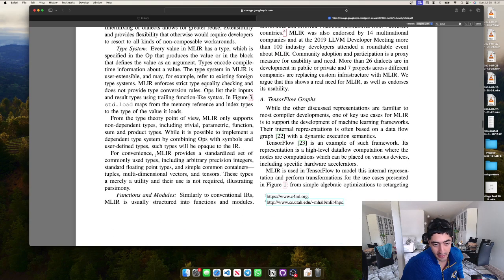And from there, MLIR provides a standardized set of commonly used types, including arbitrary precision integers, standard floating point types, and simple common containers. That's going to be arrays, tensors, tuples. These types are merely utility and their use is not required, illustrating parsimony. And parsimony is customizability.